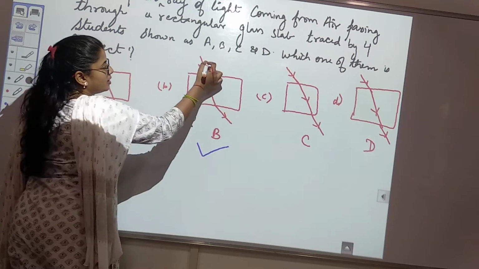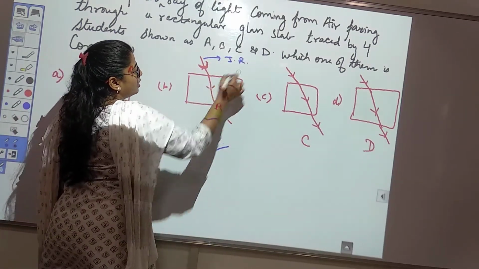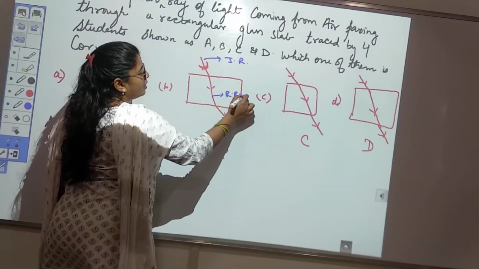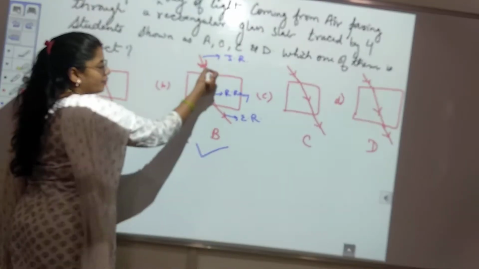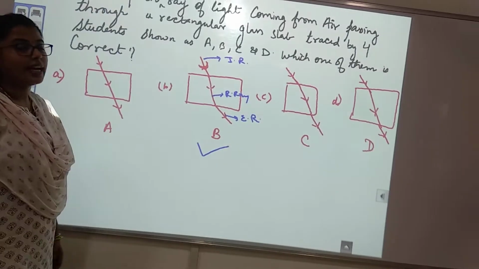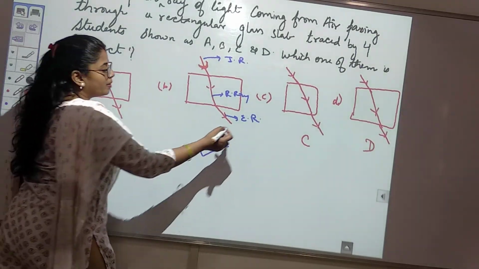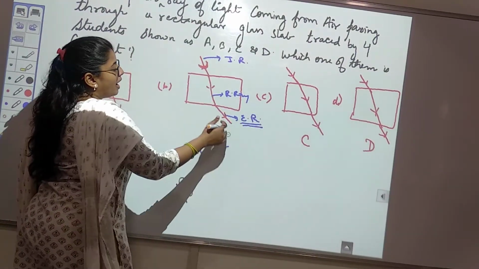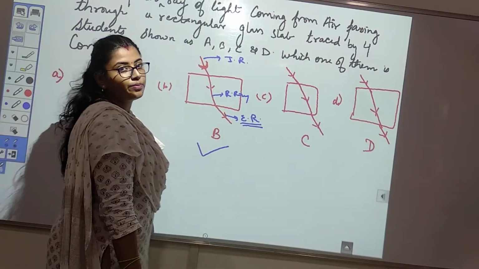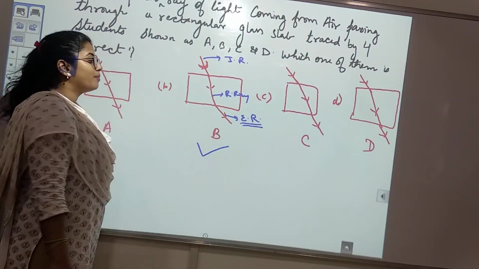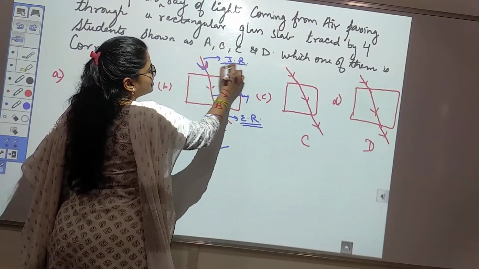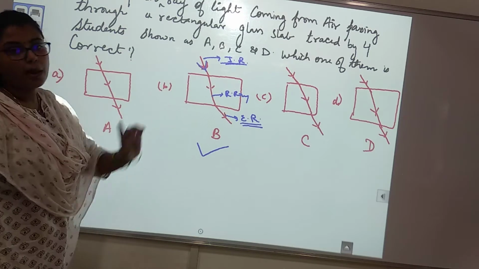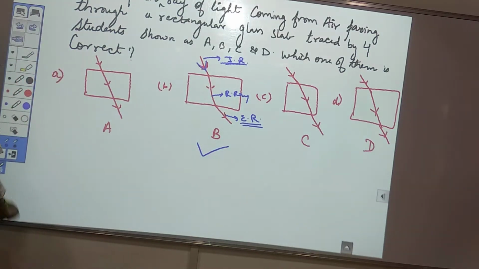You know that this is the incident ray, refracted ray, and emergent ray. The refracted ray got slightly bent inside the glass medium, and after that the emergent ray which came out has a lateral parallel direction with the incident ray, while the other three diagrams were incorrect. So this is the correct option. You have already understood it.